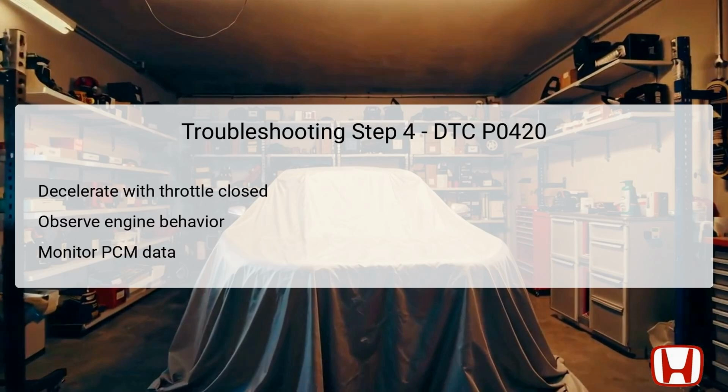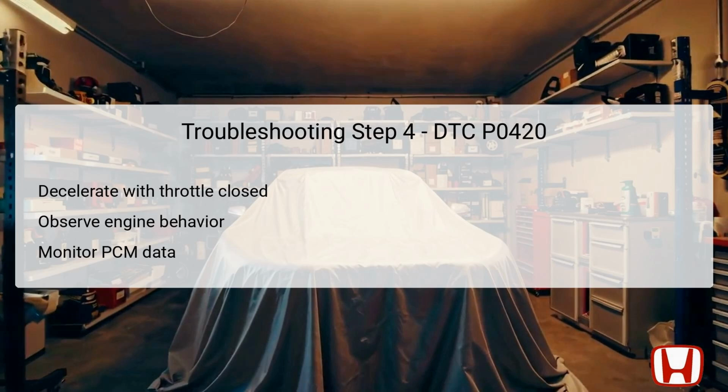The fourth step involves decelerating the vehicle with the throttle valve fully closed. This means that you should remove your foot from the accelerator while allowing the vehicle to slow down naturally. During this deceleration, it's crucial to observe the vehicle's behavior and to keep an eye on the PCM data.